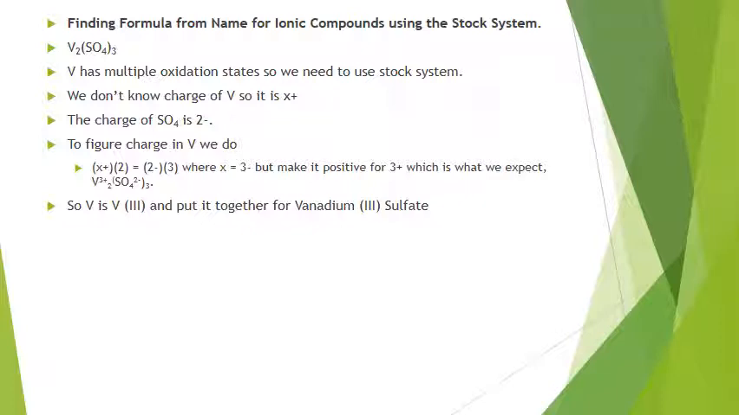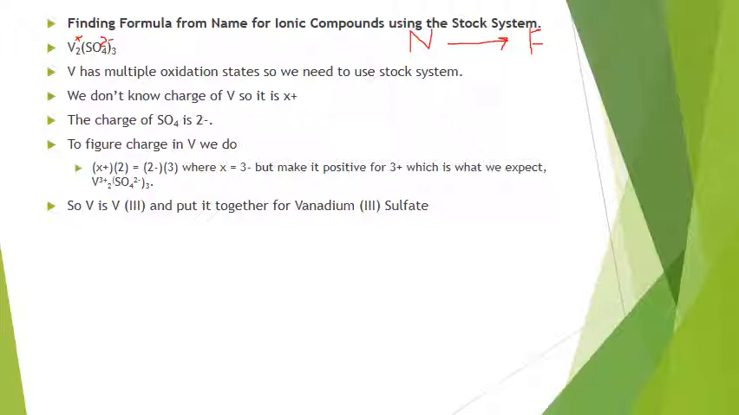Okay, again, we're going to try finding a formula from the name. So name to formula. All right, so V has multiple oxidation states. We can notice that by looking at the product table. So we don't know what oxidation state it is. So what you do is you can put X here, and we know sulfate is 2 minus. All right.